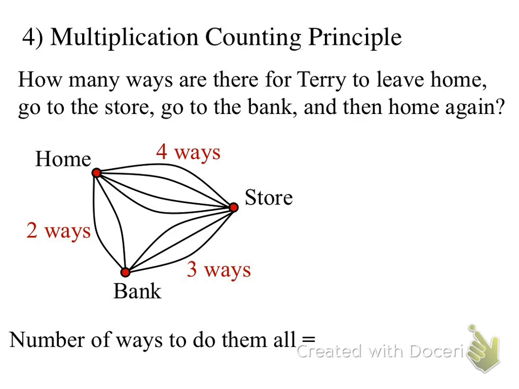Now the black lines are all the different paths. One way that we can do this is use the multiplication counting principle and just multiply all of our different paths. 4 ways times 3 ways times 2 ways is 24.